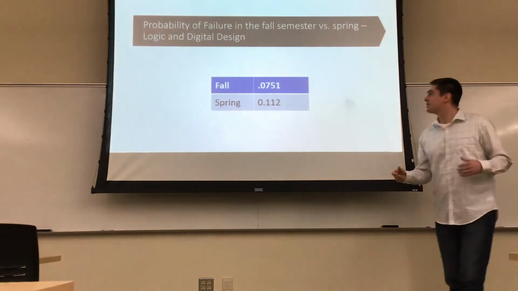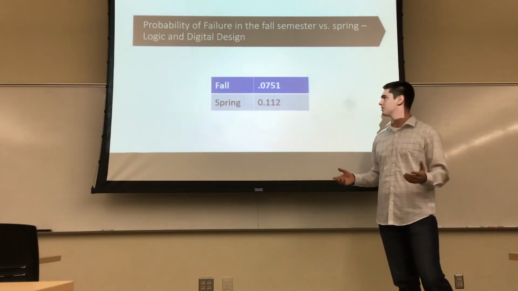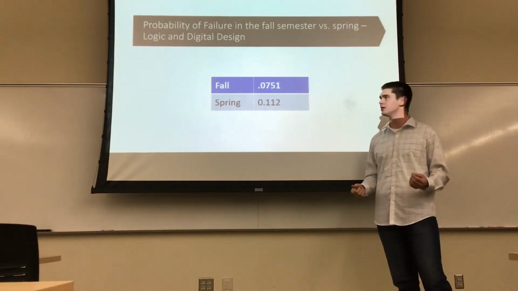And then the probability of failure for fall versus spring was fairly comparable, with a 7.5% fail chance in the fall and 11.2% fail in the spring.